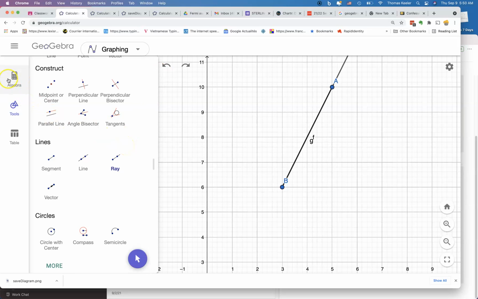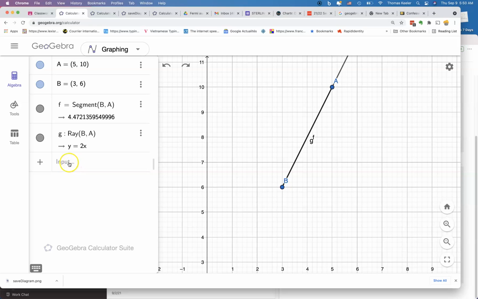So what's another thing I can do? Well, there's this equation I can do, which is y equals 2x. Not x2, 2x, 2x. Okay. And then I set that line there.